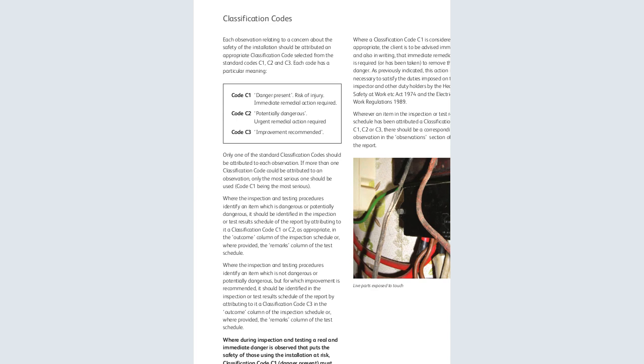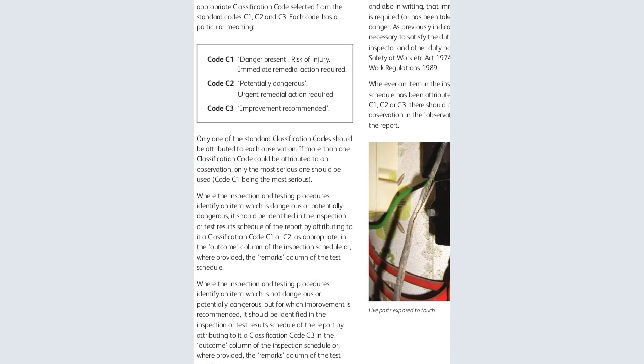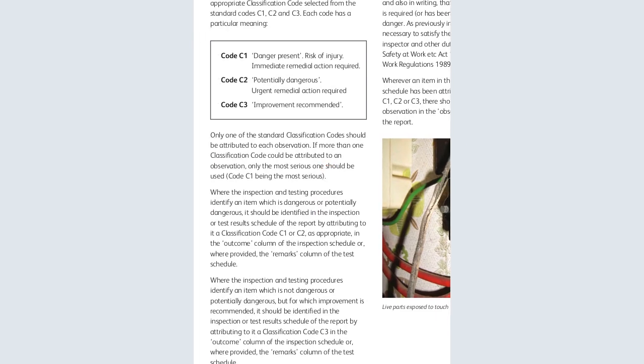And when we go to code 2, it means that there's a potential danger. It's not that urgent, but it needs to be looked at. And in code 3, it means that improvement should be done. Improvement is recommended. So only one of the standard classification codes should be attributed to each observation. If more than one classification code could be attributed to one observation, only the most serious one should be used, with code 1 being the most serious.